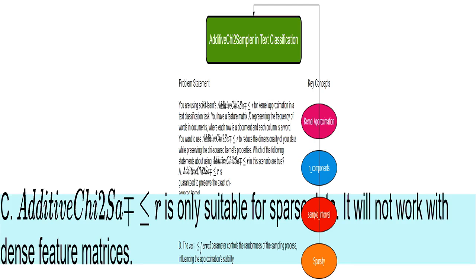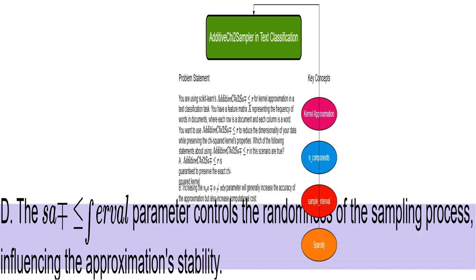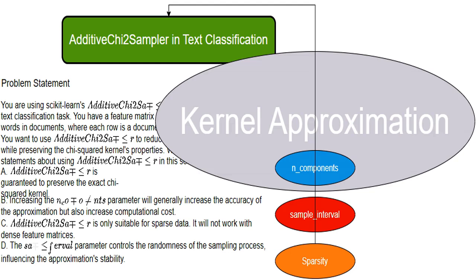This statement checks if AdditiveChi2Sampler only works with sparse, mostly empty, data or if it can also handle dense data, mostly filled. We'll figure out if it has limitations based on data type. This statement focuses on the role of SAMPLEINTERVAL parameter in AdditiveChi2Sampler, which impacts randomness and stability of the results. We'll investigate how it affects the process. This is a key concept.